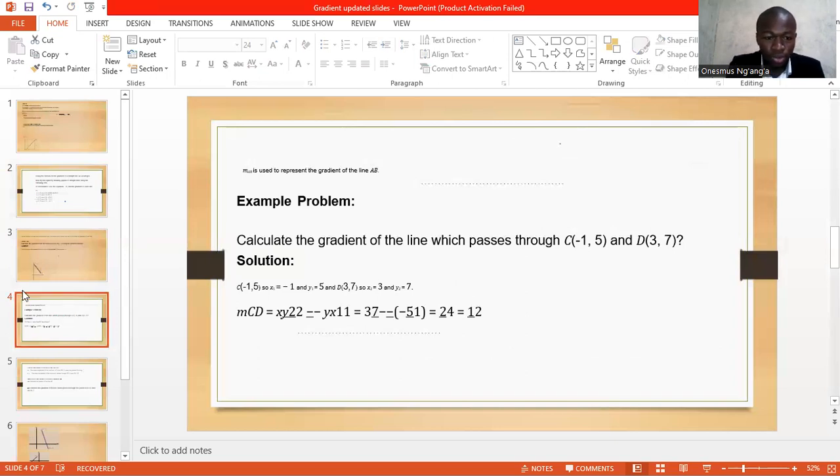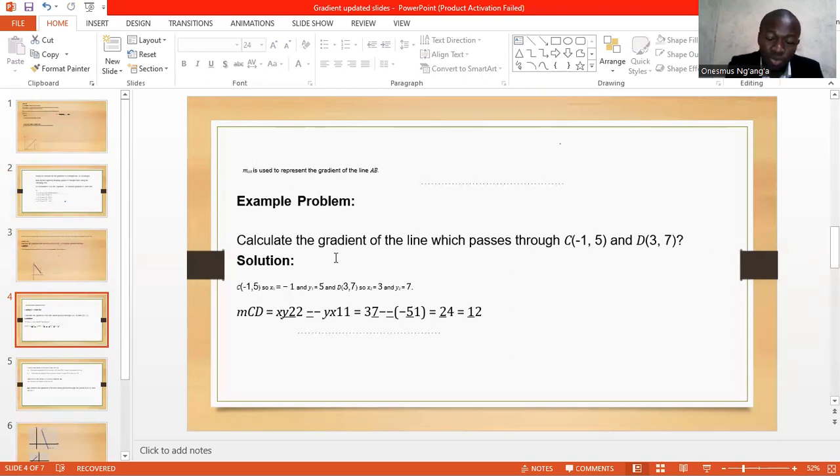Now you can have a question in form of a word problem. For example, this one is the one showing on your screen. Calculate the gradient of the line which passes through point C, that is -1 and 5, and point D, which is 3, 7. So for you to be able to work out this one, you still need to use the same formula. You have x1, which is -1. You have y1, which is 5. You have x2, which is 3. You have y2, which is 7.